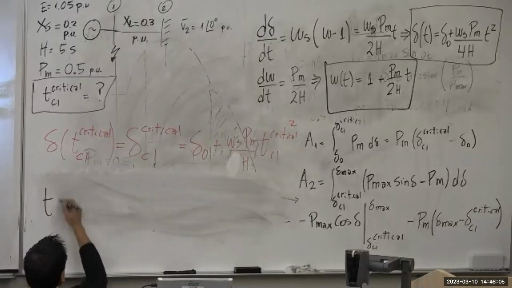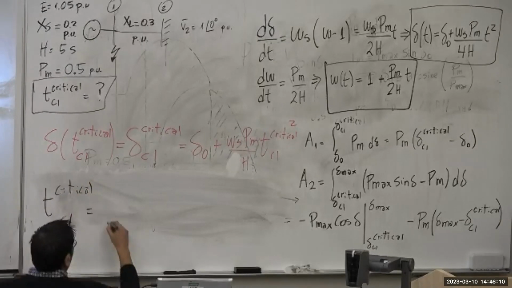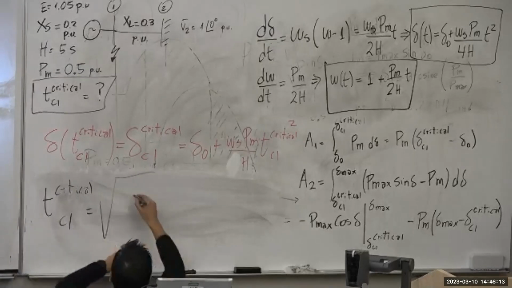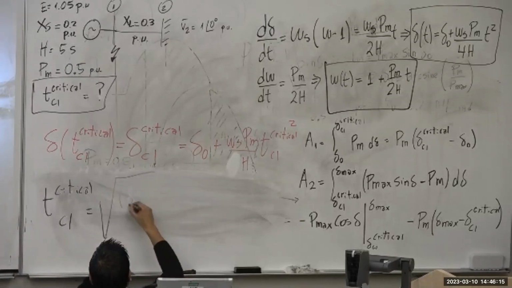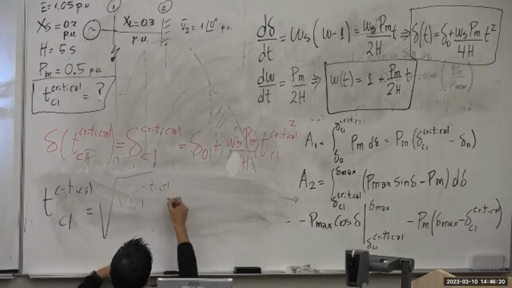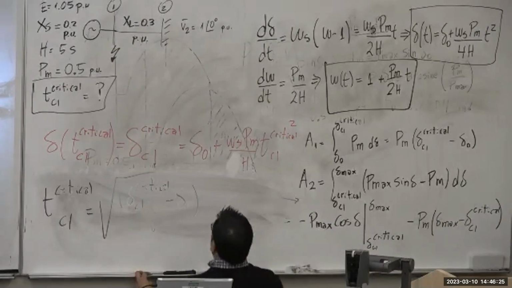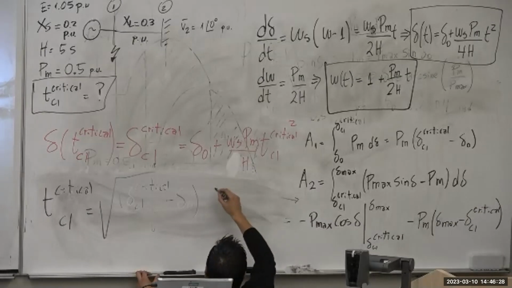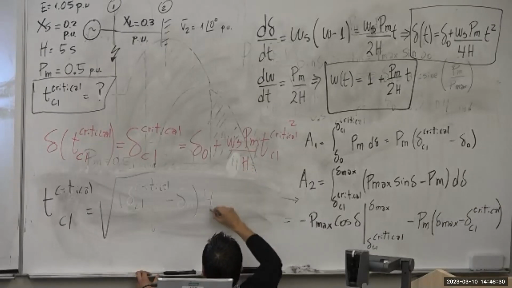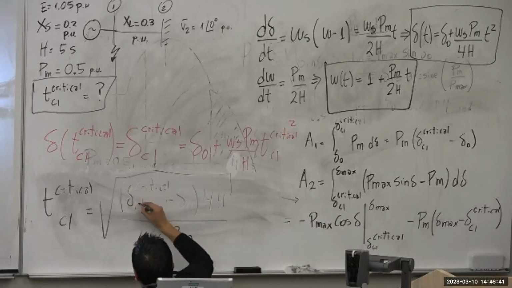So the critical clearing time is the square root of... Well, I will ask for help. Let's change the board. How is that? And this is 4H. I don't know if this can be seen from the video or not.